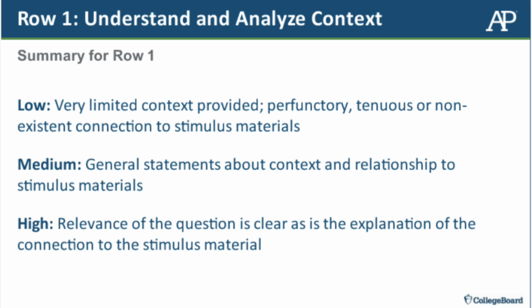For the medium box, you're making general statements about context and how this relates to the stimulus material. For the high box, the relevance is clear, and what that means is why we should care is clear. And how it connects to the stimulus material, there's no doubt. Anyone listening to this knows exactly how the 2 pieces of stimulus material led to this question. And that's it. Do those 2 things, and you score high for row 1.